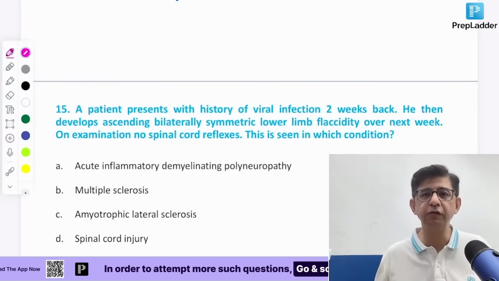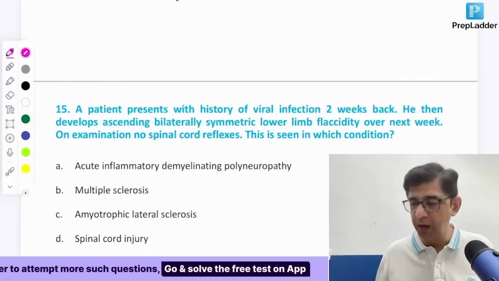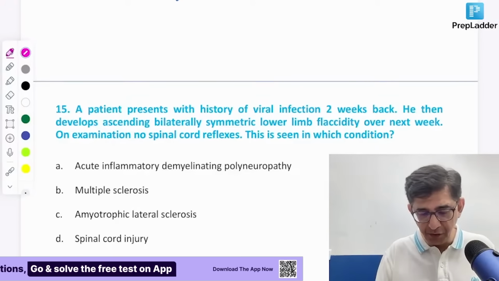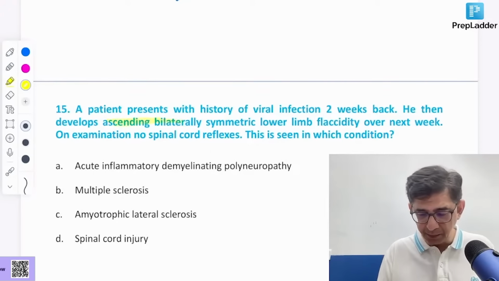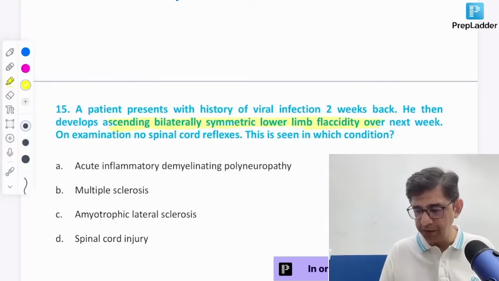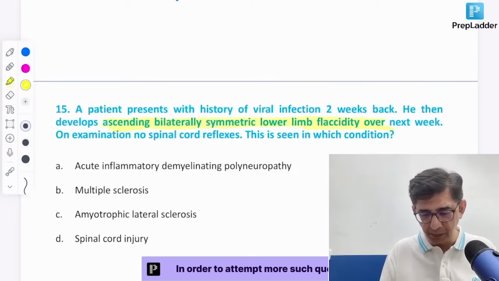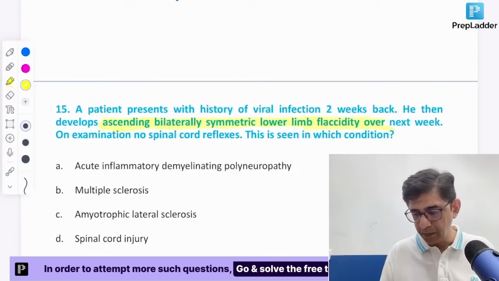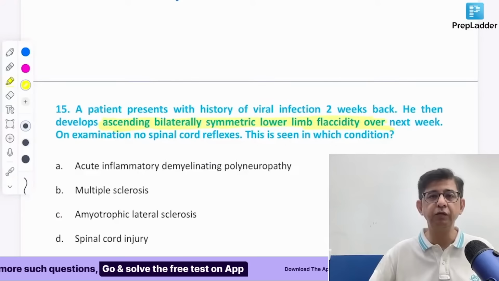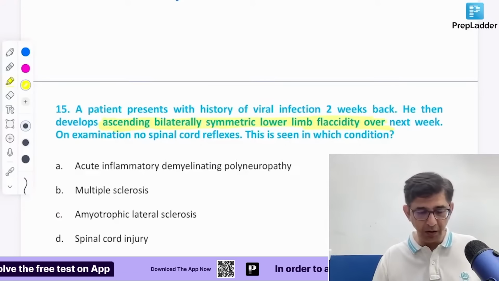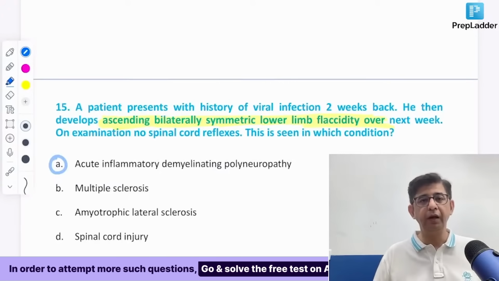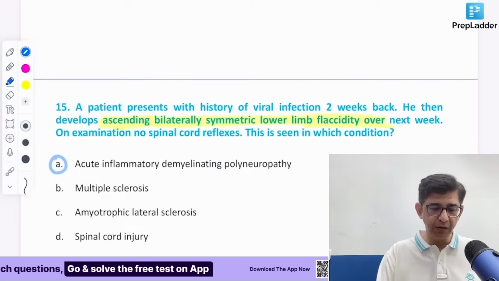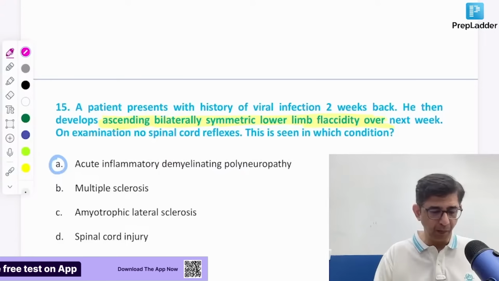A patient with a history of viral infection 2 weeks back comes with ascending symmetrical flaccid paralysis. Again, the key word here is ascending, bilaterally symmetrical lower limb flaccidity. This is a classical manifestation that you will be noticing with respect to patients of Guillain-Barré syndrome. Yes, the correct answer to this question is option number A. Acute inflammatory demyelinating polyneuropathy is the answer to the current question on the agenda.